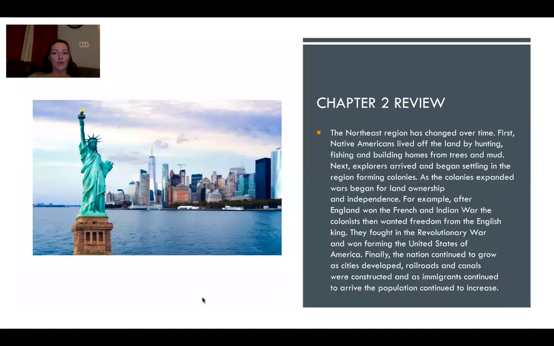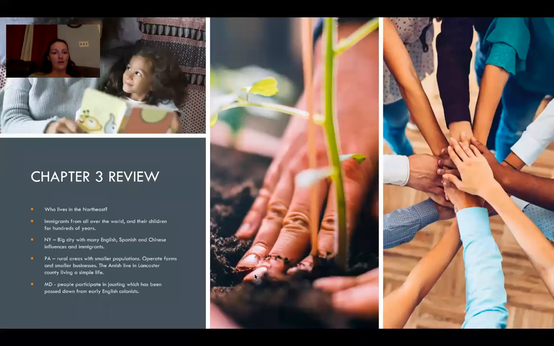Chapter 2, we discussed how the region has changed over time. So in the beginning of the creation of this particular area of the US, there were Native Americans who hunted and fished and built their homes from trees and mud. And we no longer have that. We have houses made of brick and stone and wood. A lot of things had occurred in between the Native Americans residing here and present day, which we will now look at in chapter 3.